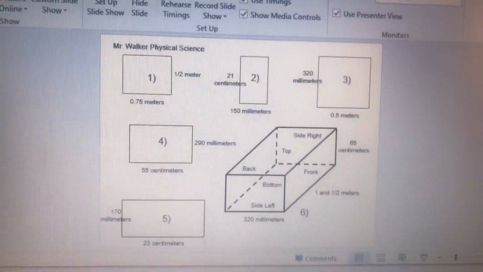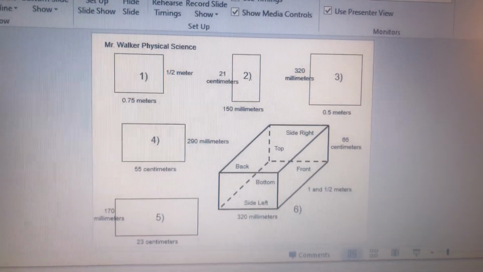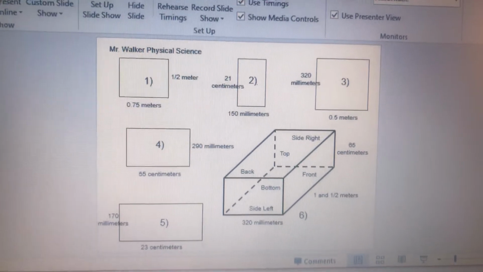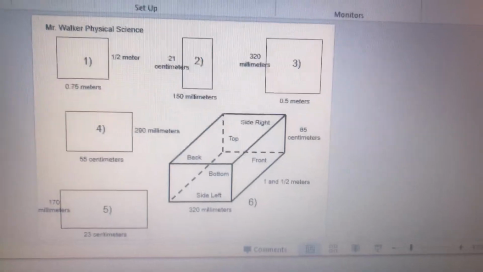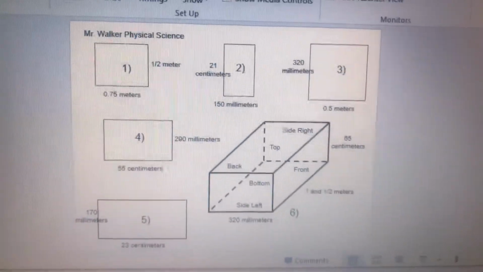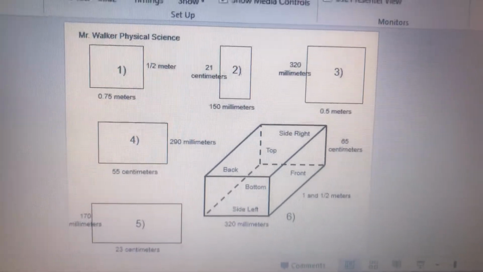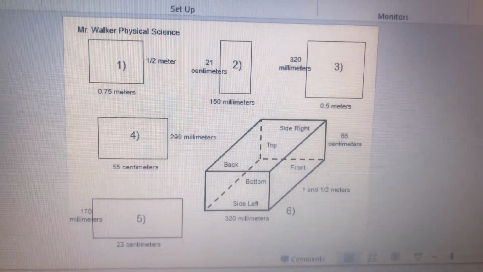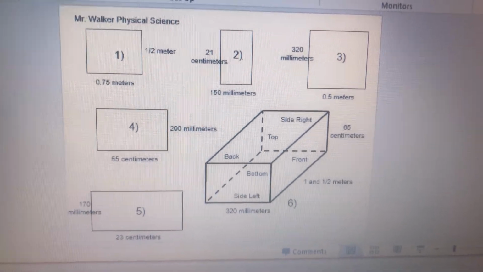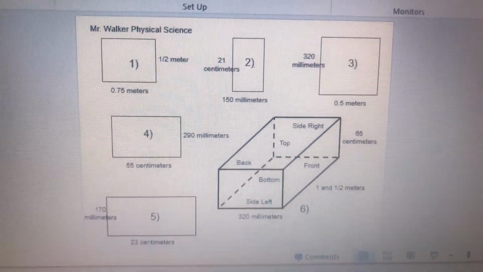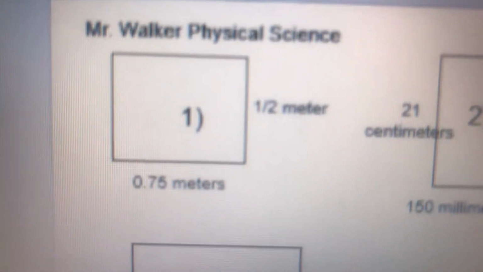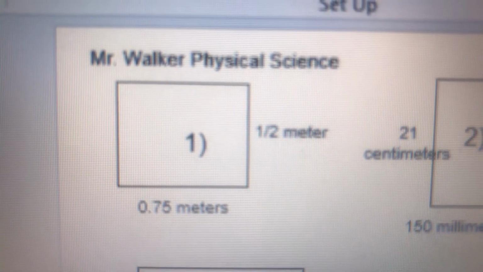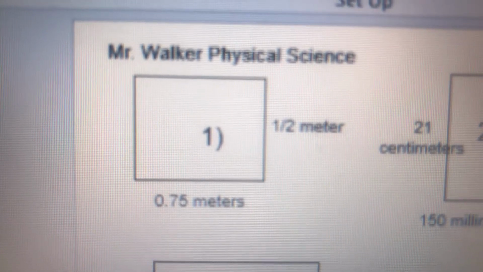The use of formulas and the use of the metric system. Let's walk through a little bit of how to calculate the area of these different rectangles. And there's a box right there, so we're going to talk a little bit about that also. So the first one, I want to calculate all of these in centimeters.